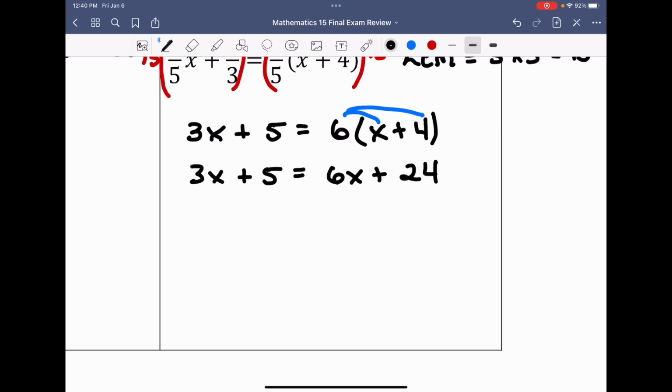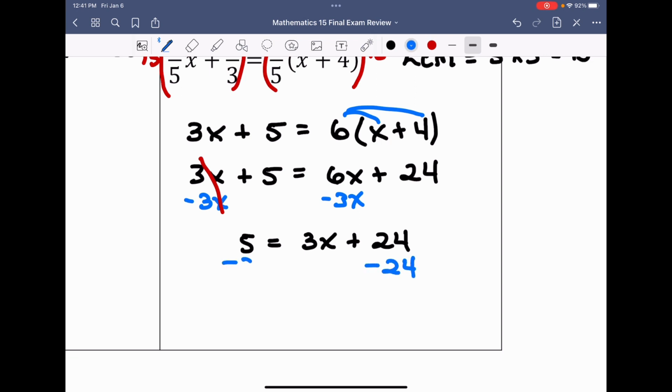Now we have to isolate for x. What I'm going to do to keep the x's positive is I'm going to subtract away the one that's less. Now, I could go the other way and subtract 6. That would equally be fine, and we get the same solution. This is going to leave me with 5 is equal to 3x, because 6x minus 3x is equal to 3x plus 24.